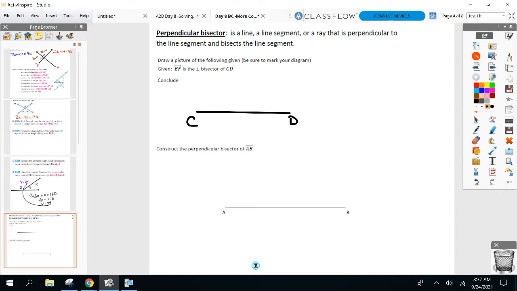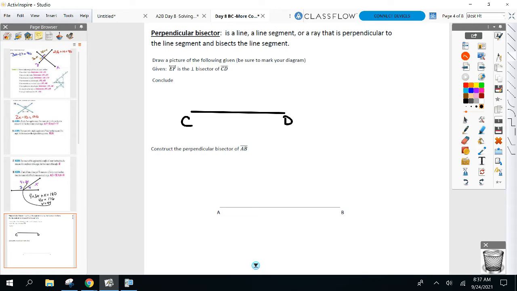What's cutting it in half? What's EF? Yep, but what is it? Look at the symbol above it. It's a line, so make sure we have arrows. Now, let's make this diagram precise. It's the perpendicular bisector. Is that going to work? Why not? It's not perpendicular. All right. Is that going to work? Okay, it might be perpendicular, but it's not bisecting. What's bisecting mean? It's got to go right through the middle, cut it in half, right? Okay, so let's do that. Let's eyeball this. Let's draw a line, EF, that looks perpendicular and cuts CD in half.